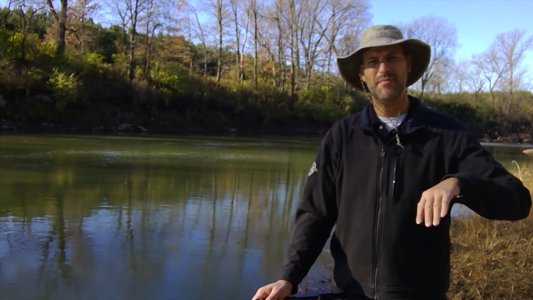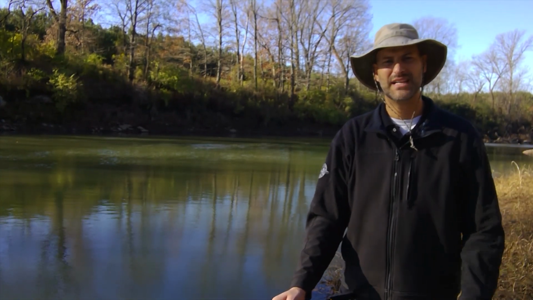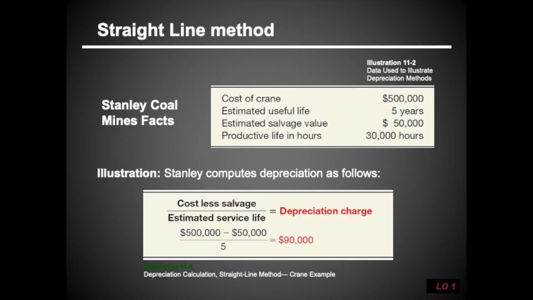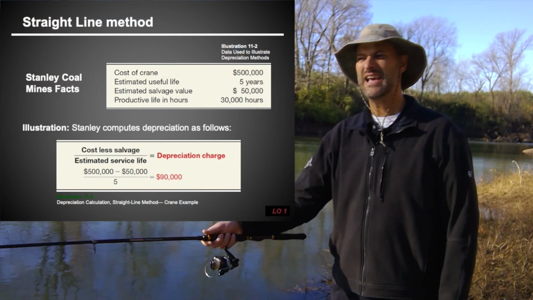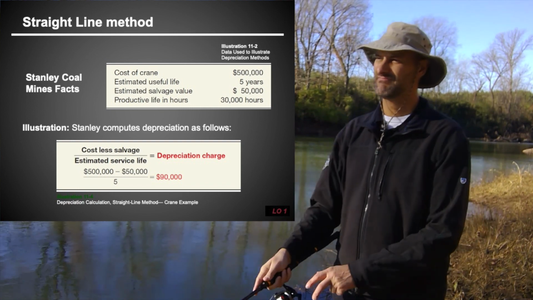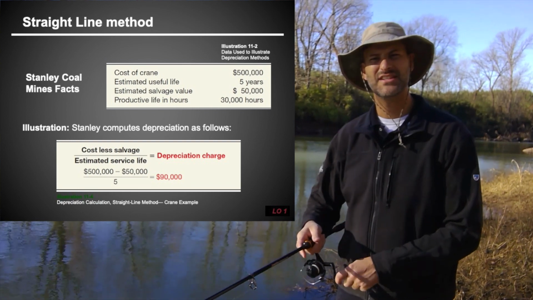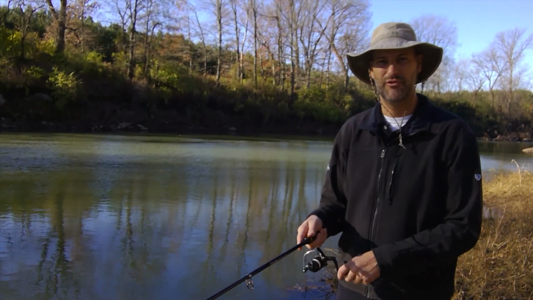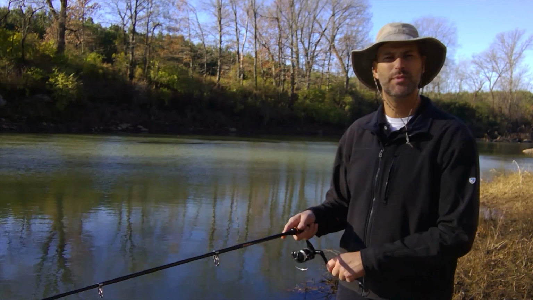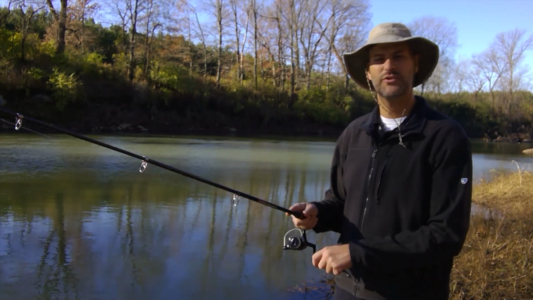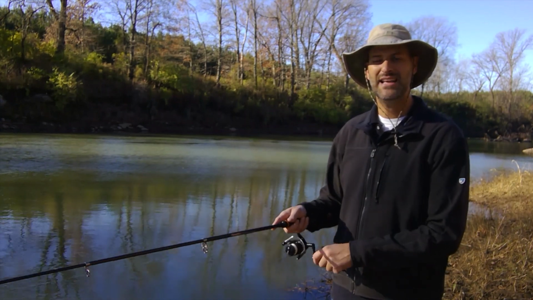So straight line method, same set of facts and circumstances. Our straight line method is very simple. We take our cost minus our salvage value. So we take our depreciable base divided by the estimated service life. That gives us our depreciation charge. So our depreciable base is $450,000. Our estimated service life is 5 years. So our charge will be $90,000 every year. And we do that for 5 years. At the end of 5 years, we will be done using up this asset, and we'll work from there. So that is straight line method.